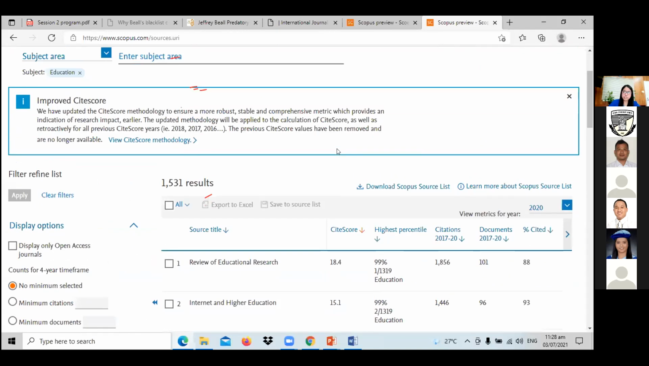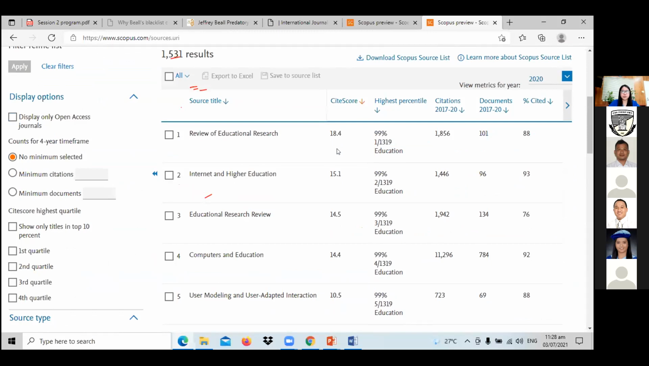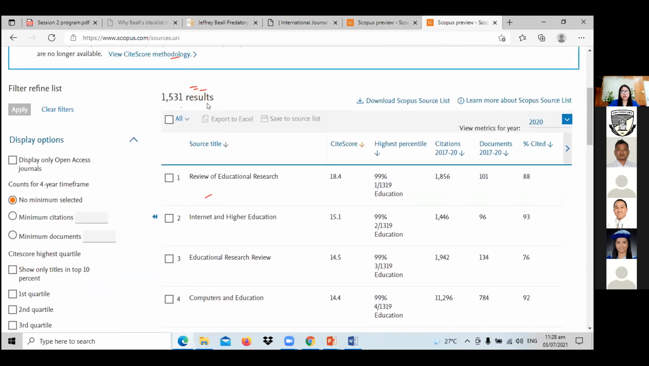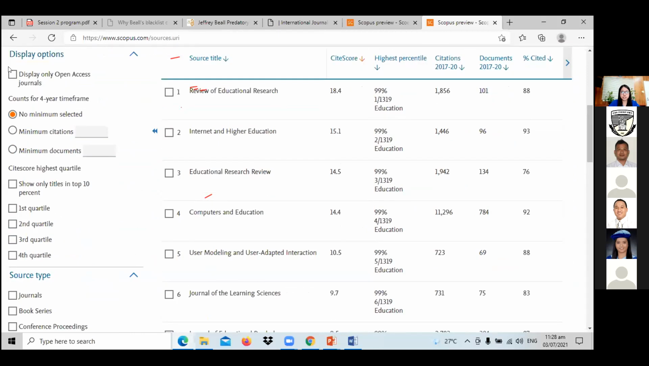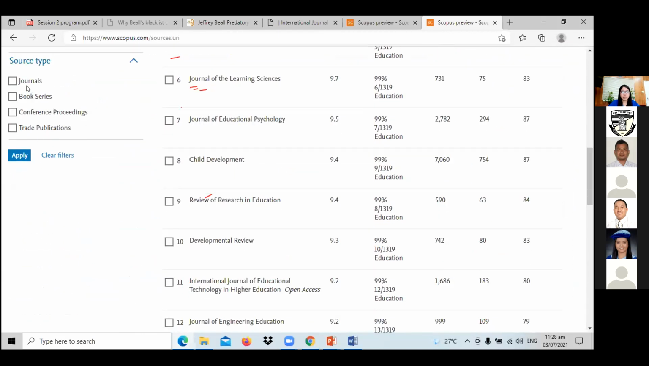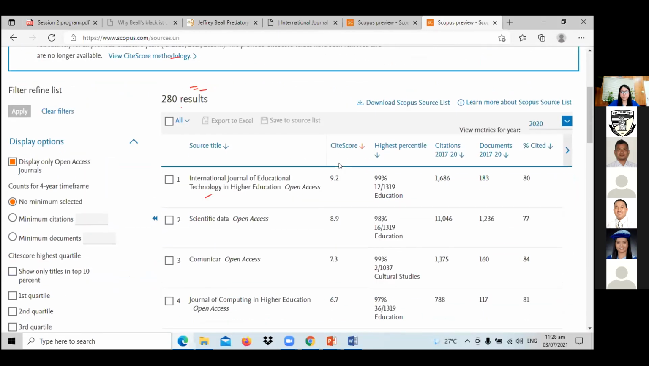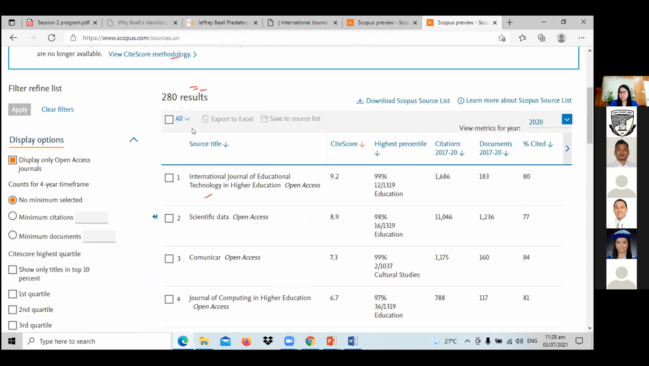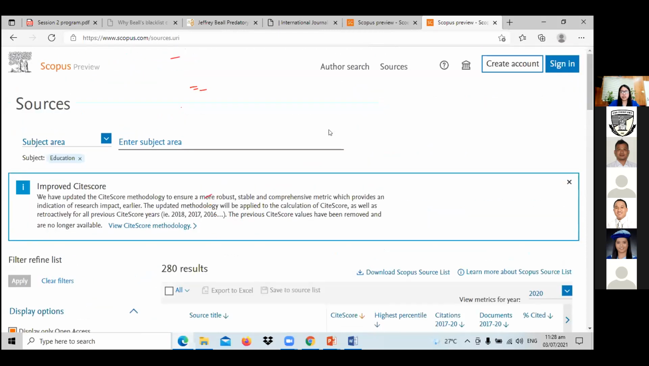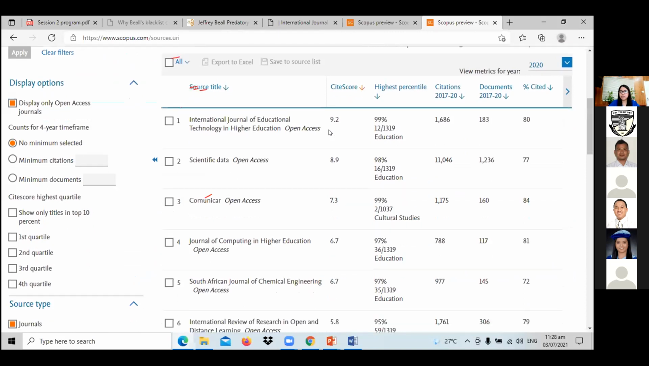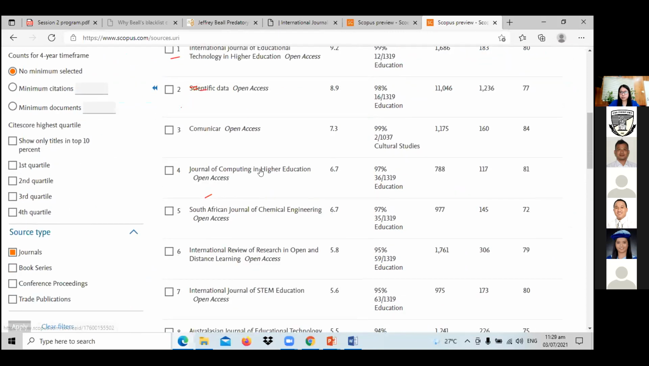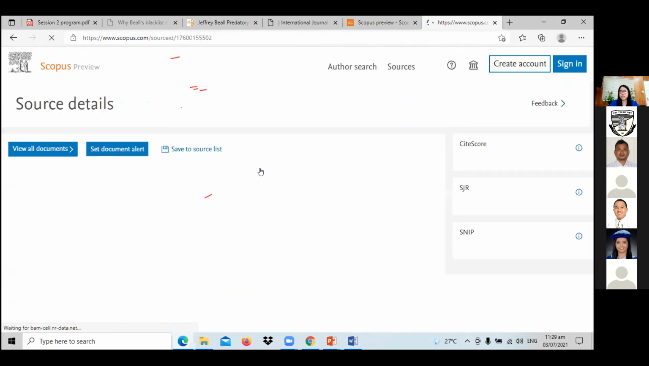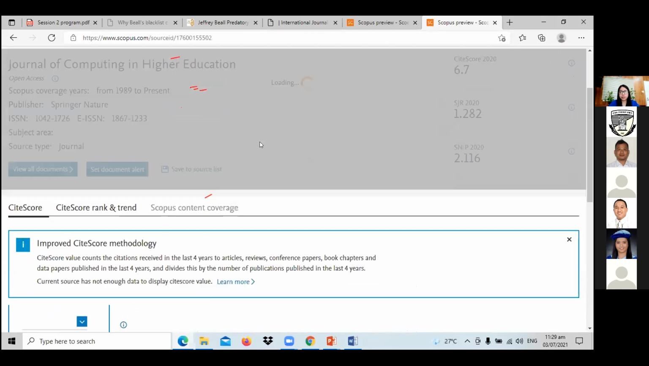From 4,000 plus, it is limited to 1,531. But let us check open access again in journals and click apply. So it's just 280 results. These are the journals under education. If you want to check one, you click the name of the journal and it will direct you to this page.